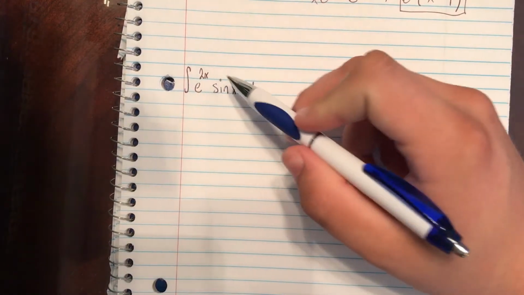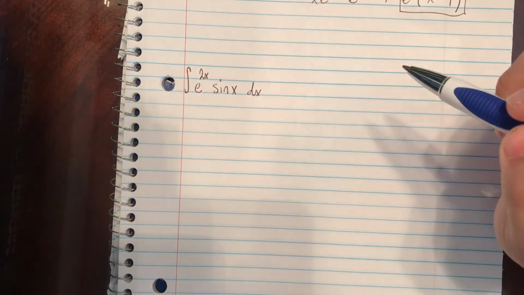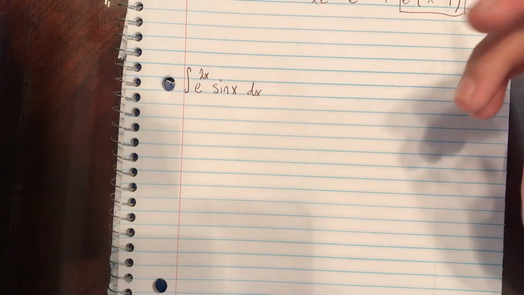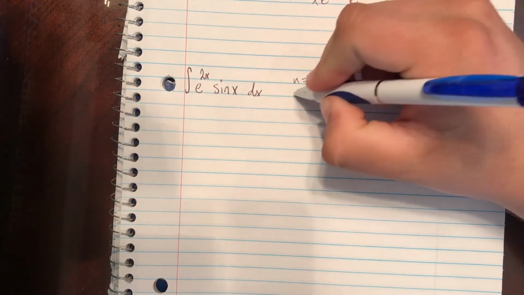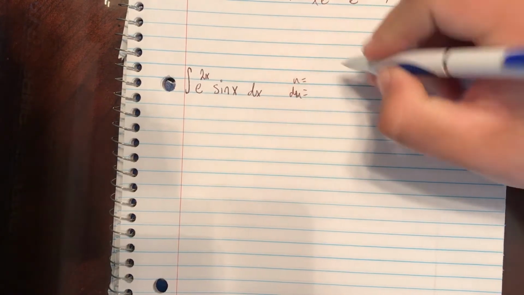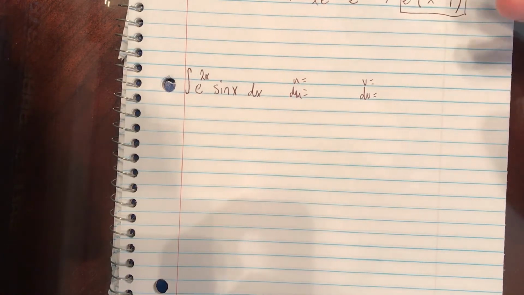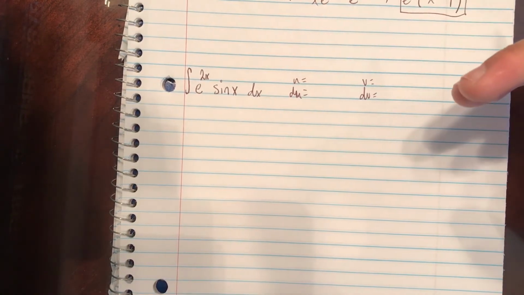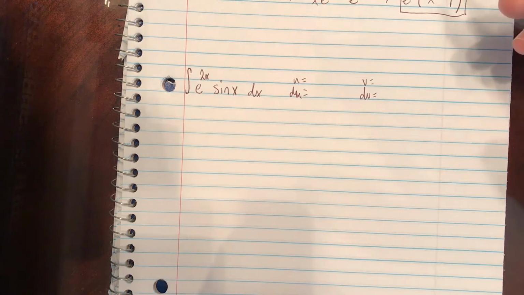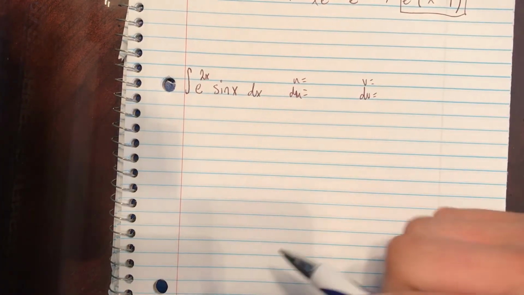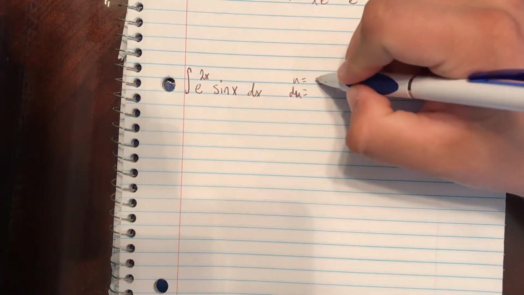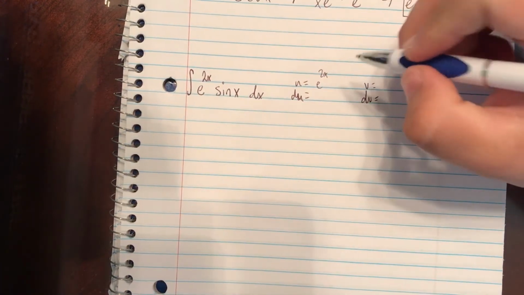So we have e to the 2x sine x. So if we look at what we're going to set u equal to and v, we notice that nothing really goes to 0 if we take the derivative of that. So the goal is to get something that is the same, so then we can move it over to the other side. So in this case, we're going to take e to the 2x as u.